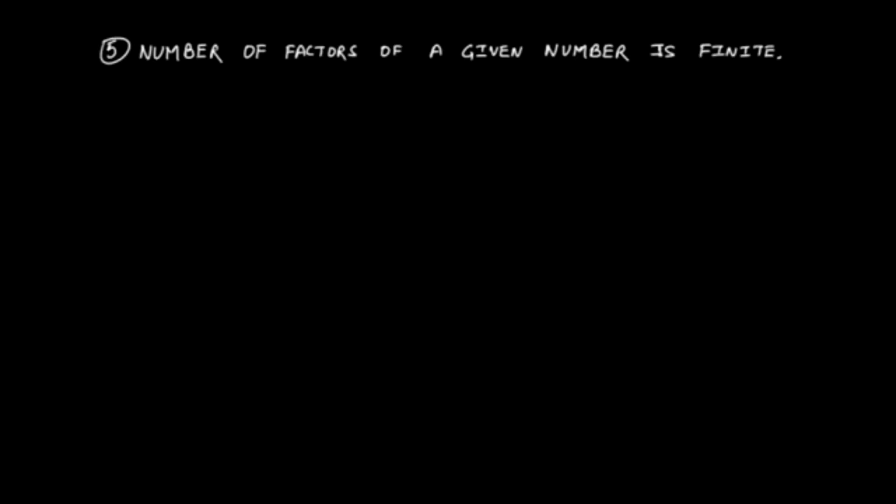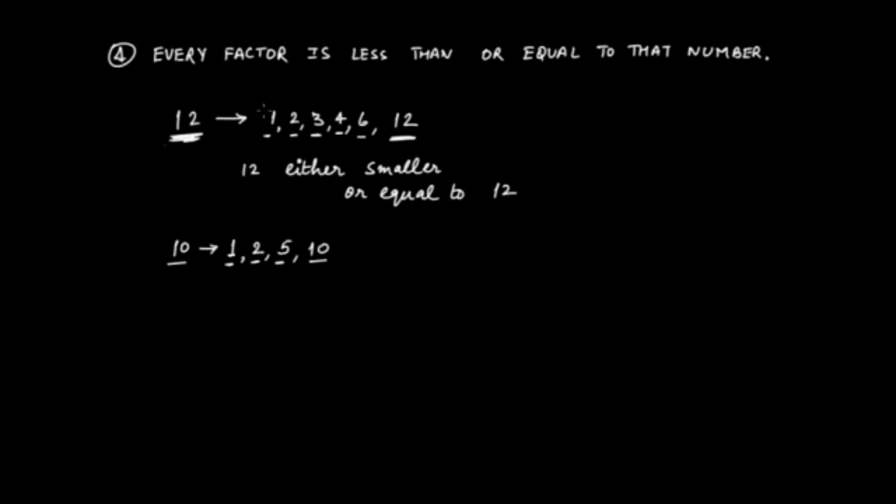Next point is that the number of factors of a given number is finite, right? So in this example, how many factors do you have? You have 1, 2, 3, 4, 5, and 6. So you have 6 factors for 12.